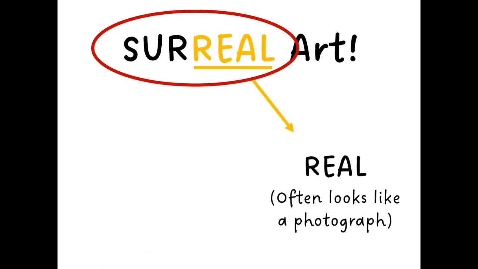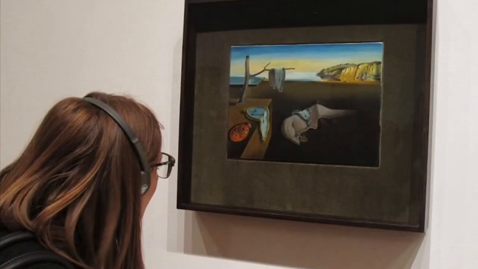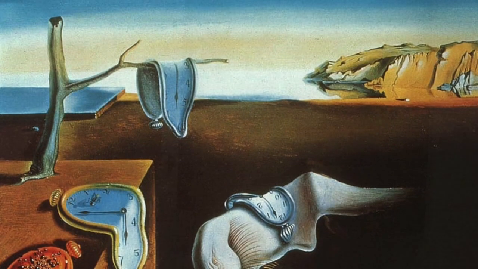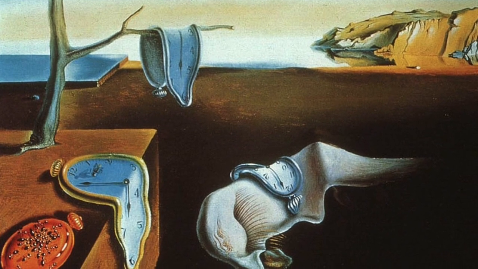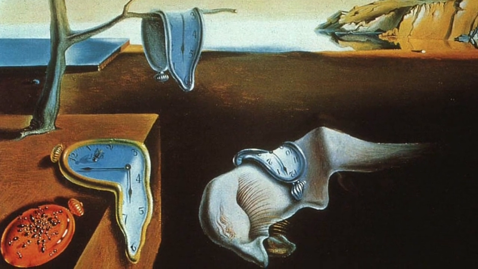So boys and girls, today, oh my goodness, you get to make surreal art. And again, in that word, we see the word real. And in surreal art, sure enough, they made things that looked very real. This is the painting by Salvador Dali, The Persistence of Memory. And we see these things that look like actual photographs, but he had made it in that tiny little painting.